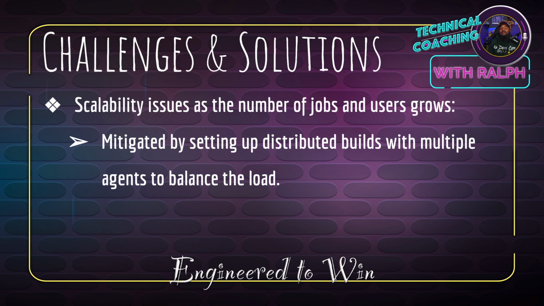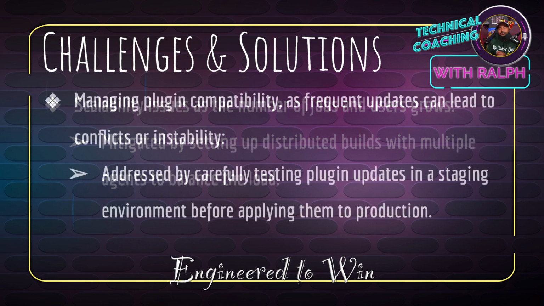You would want to set up distributed builds with multiple agents to balance the load. On Jenkins, you can have the same server, which is the main server, also be your agent, but it's not going to scale well. So you would probably be better off setting up multiple instances or multiple cloud instances so that the load can be distributed evenly, and based on the load on one agent, it can push it off to another agent.